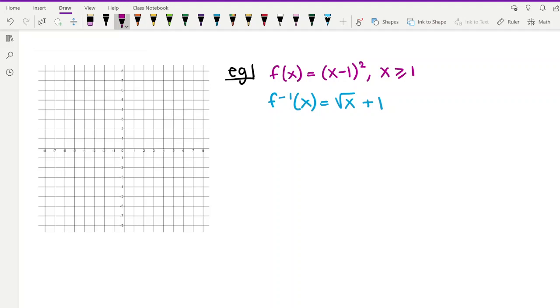Well, that's a parabola that's been shifted to the right by 1. So I'm going to start by sketching it without the domain restriction, and then I'm going to erase the domain restriction just because I think that's easier to see. Sorry, I'm having trouble getting this right. There we go. Okay, so it's something like this.